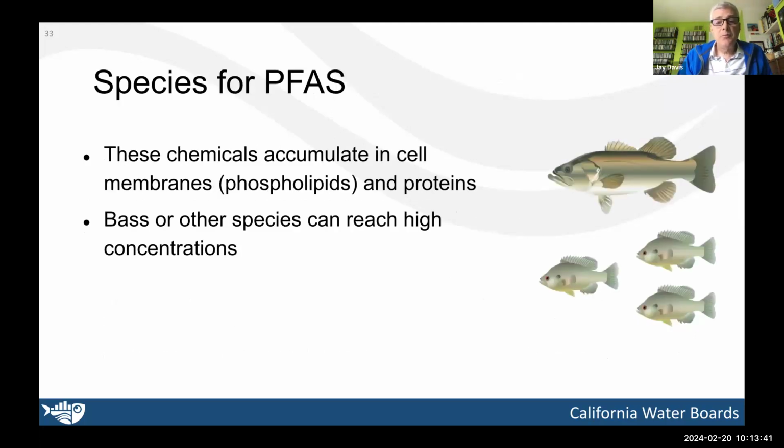For PFAS, we don't have as much data. I haven't done a thorough literature review, but in the reports I've looked at, it seems like they kind of accumulate across species. They have a different mechanism for accumulation. They accumulate in cell membranes and proteins. So they're in different tissues and have different patterns across species, but you can see high levels in largemouth bass or bluegill, or other species.